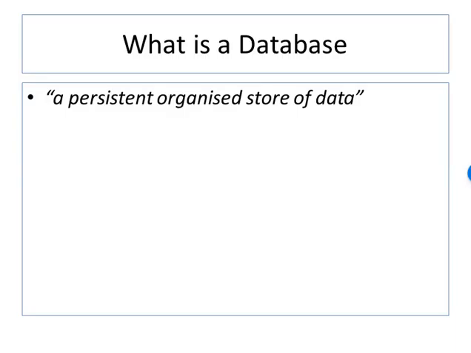So a database, OCR's definition, a persistent organised store of data. If you had lots of pieces of paper randomly spread around on your desk, that's not going to be organised, and your data will be hard to look through. Whereas if it's stored electronically in a nice organised fashion, it's going to be easy to find and retrieve data. Persistent means it's just going to keep going on and on and on.